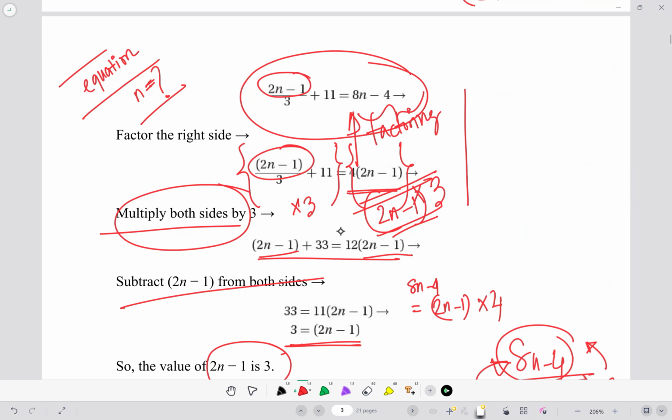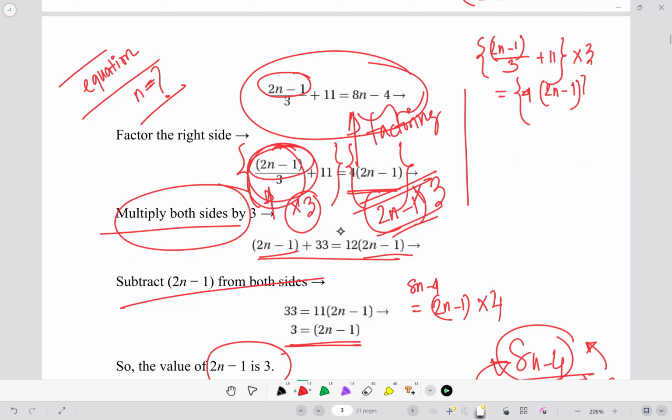So curly braces, you are multiplying. So you just need to multiply this 3 with this term, okay? So I'm going to write the whole thing: (2n minus 1)/3 plus 11, into 3, equals 4(2n minus 1), curly braces 3. So the next line would be, you just need to multiply this 3 with this term and with this term, right?